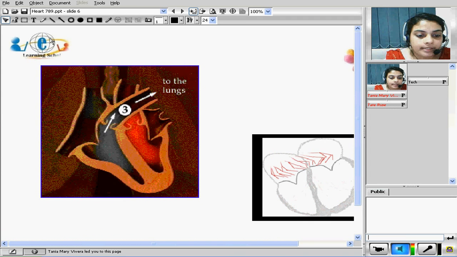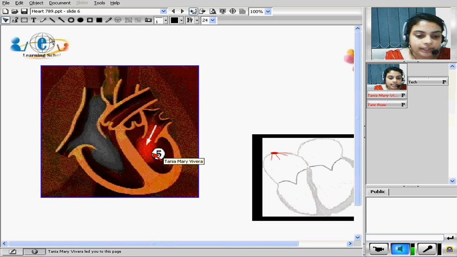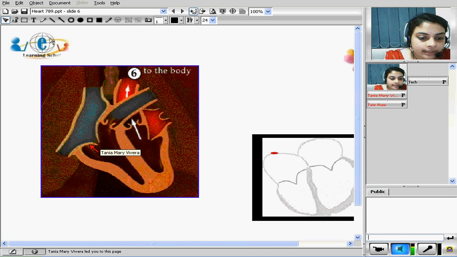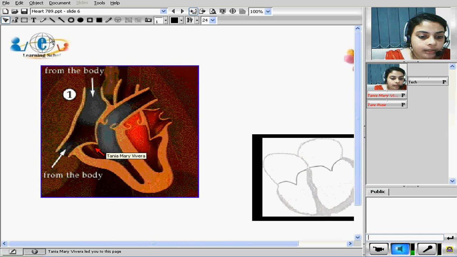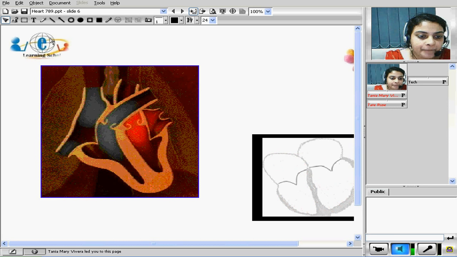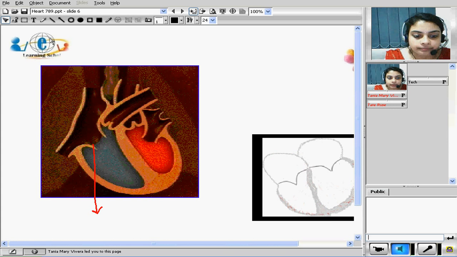Okay, can you see the blue color? Yeah. The blue and the red? Yeah, the blue stands for the impure blood and the red stands for the pure blood. And we can also see something else here. Can you see this particular opening here that opens and closes? Can you see that? Yeah, I see it. So we shall name it for you. It's called a valve, okay?